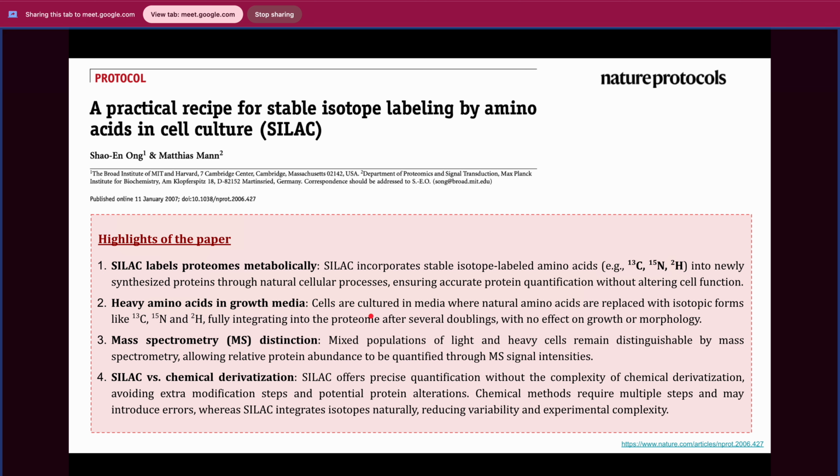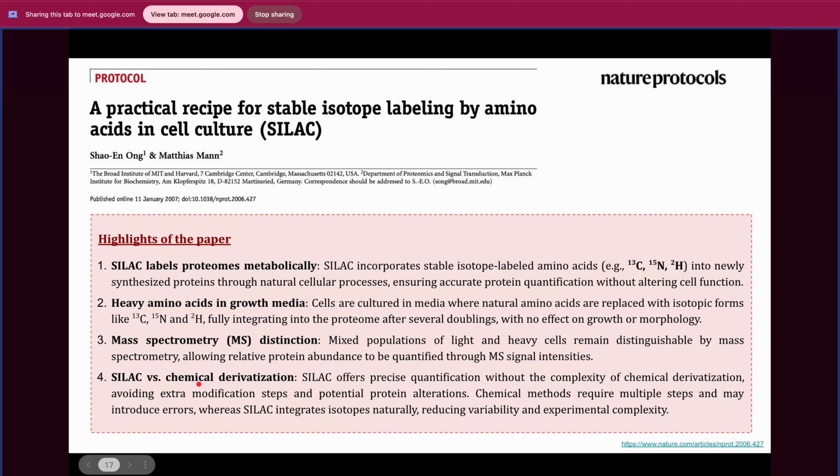So generally in the growth media, these heavy amino acids are supplemented so that our cells can get these heavy isotopes, and these isotopes get integrated into the proteome. Then mass spectrometry distinctions. So now if these heavy and light cells are available, they can be distinguished easily because the heavy cells will have different abundance and the light cells will have different abundance. So their signals will vary from one another. In that way, we will be able to distinguish between both these light and heavy cells.